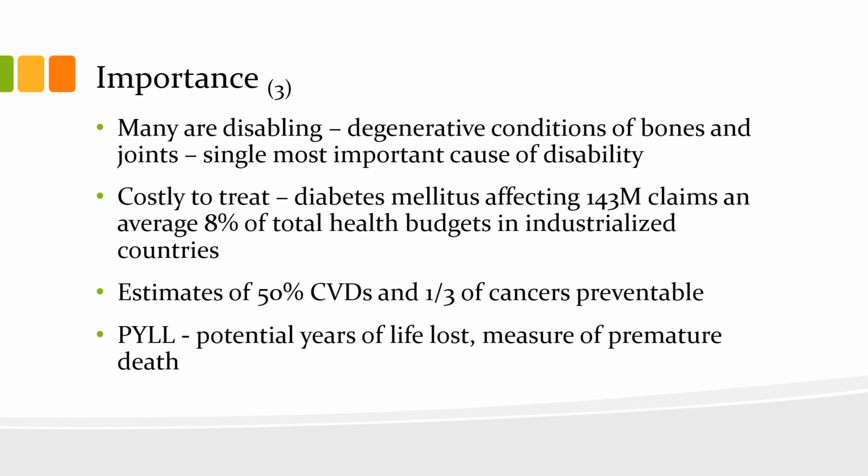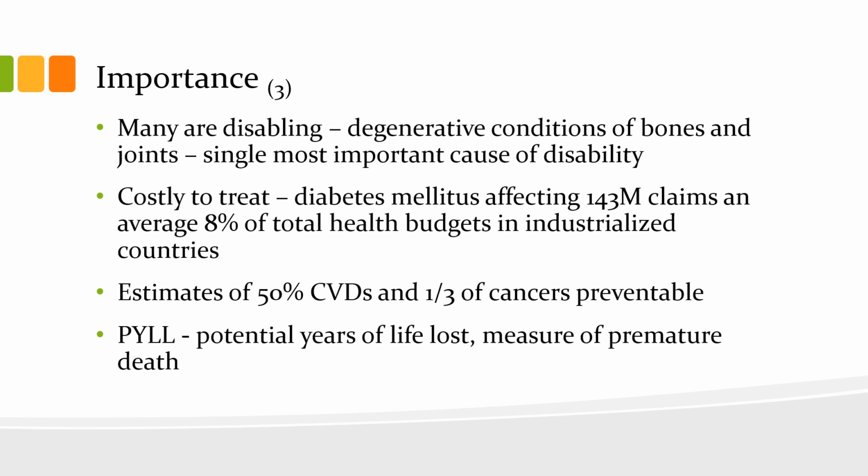Many are disabling in such a way that these are degenerative conditions that limit functional capacity and limit activities of daily living. These degenerative conditions that affect the bones and joints are the single most important cause of disability. If we reach tertiary prevention, it's costly to treat, with diabetes affecting 143 million and an average of 8% of total health budgets in industrialized countries. And suffice it to say, 50% of CVDs and one-third of cancers are preventable.